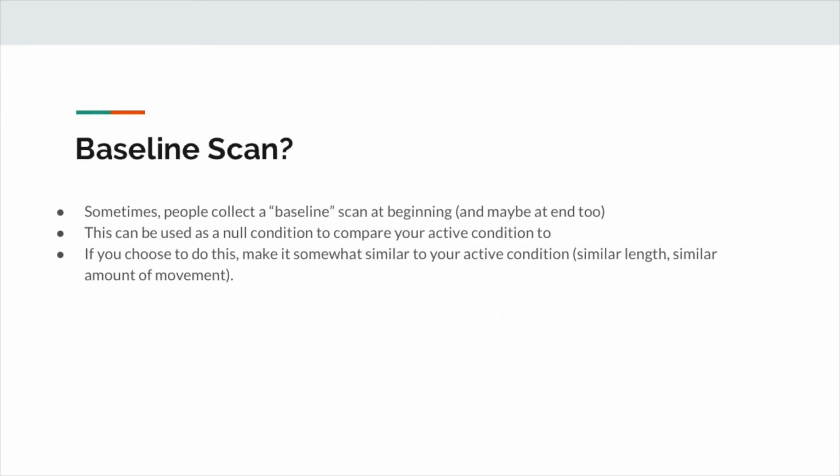Now, a lot of times people want to do what's called a baseline scan. This would be a scan that's acquired before your active stimuli, and it might be at the end too. It's essentially a null condition for you to compare your active condition to. Say if you have subjects watching a video, you would run a baseline scan of them just sitting quietly.